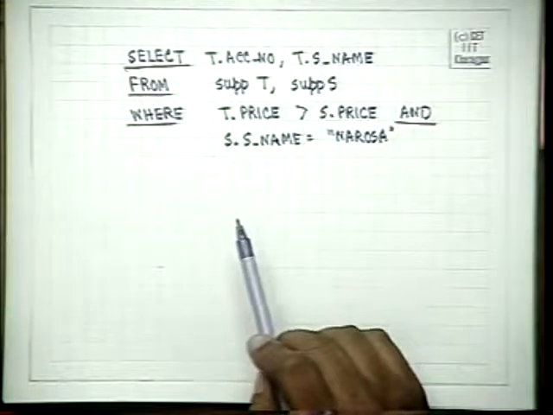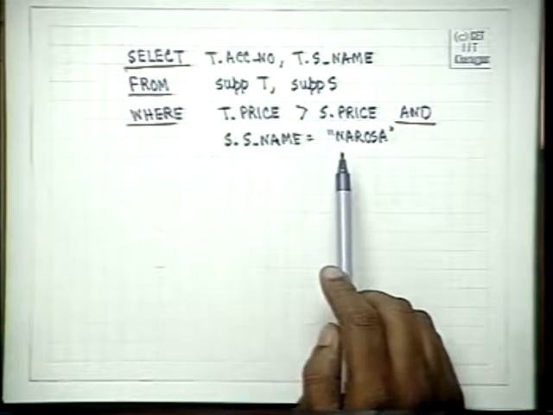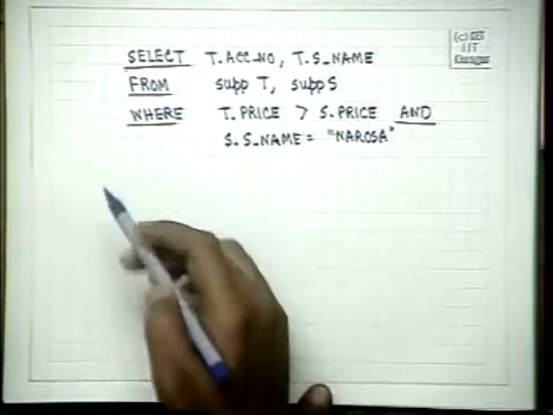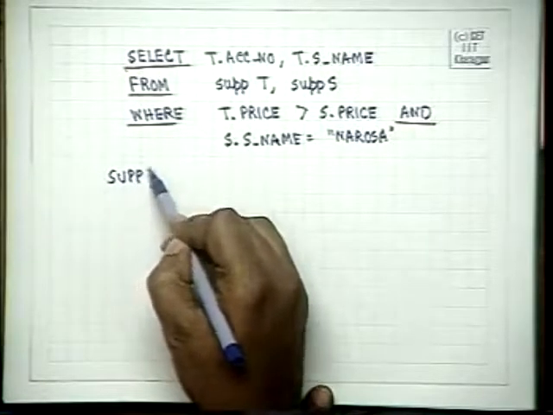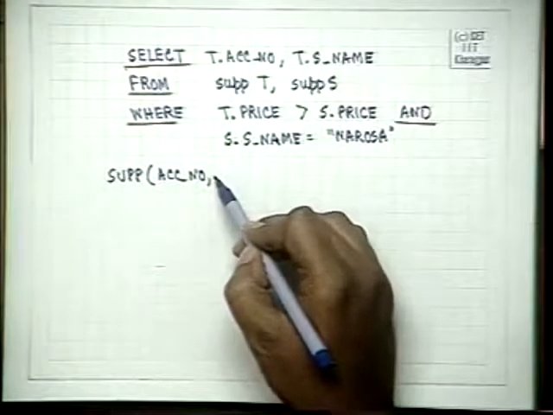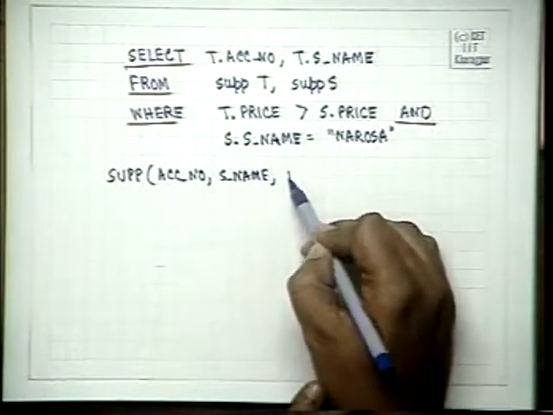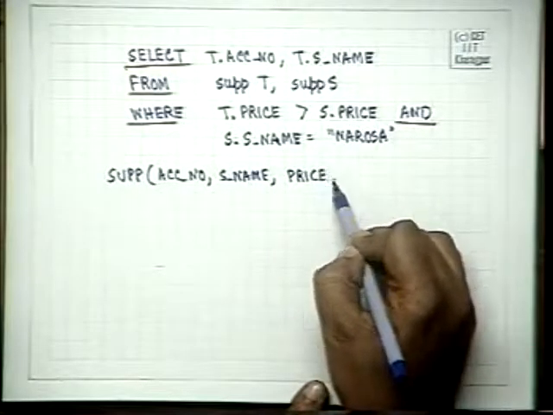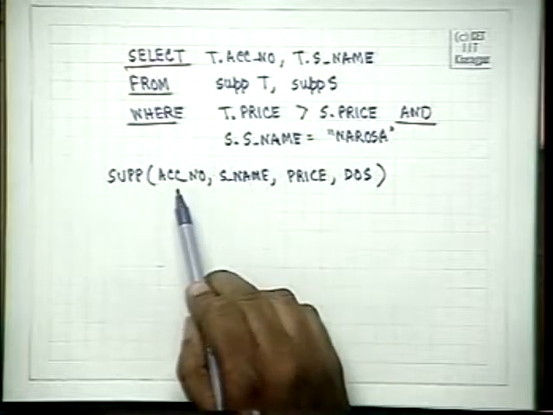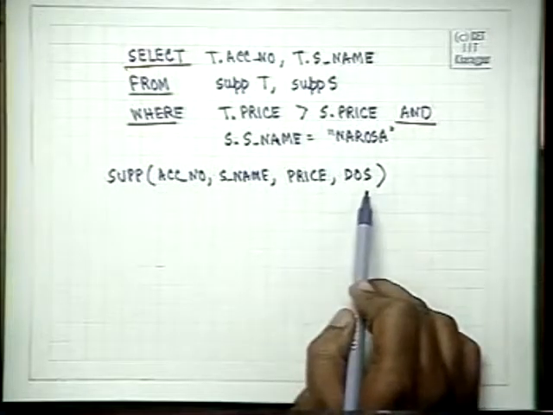The sub relation has got accession number, the supplier name, price, and date of supply. It gives out the name of the supplier who supplied the book with this accession number at this price and at this date.